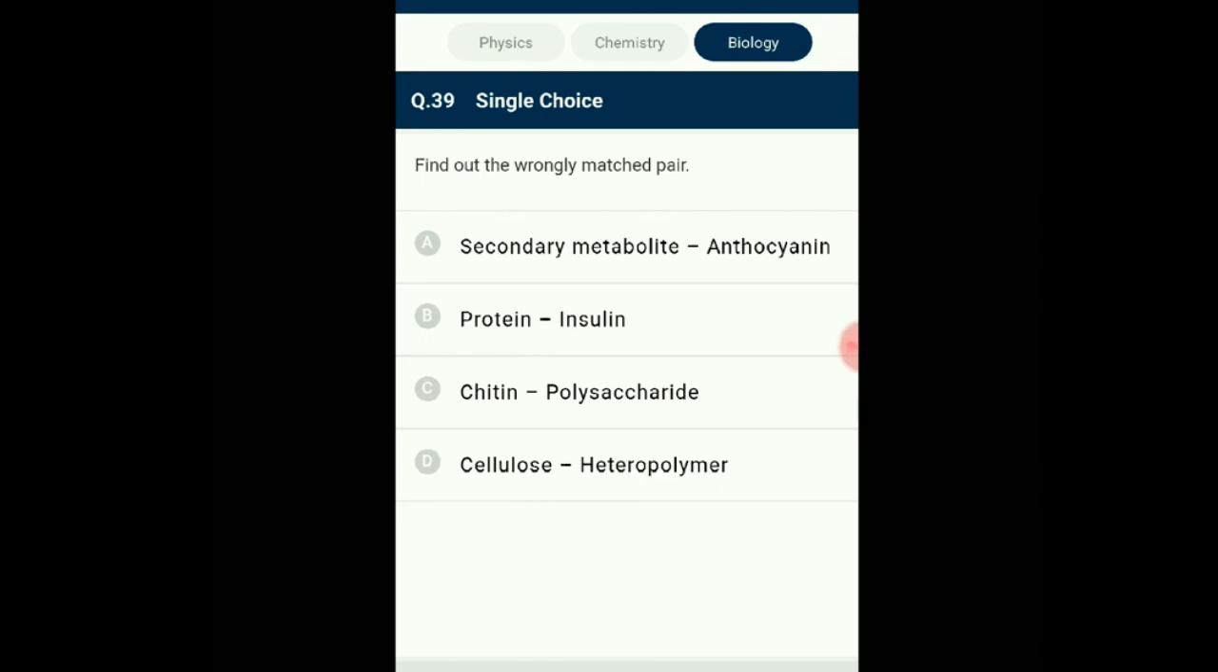Cellulose is the most important structural component of the cell wall in plants. It is a linear polymer of beta D-glucose units connected through beta 1,4-glycosidic linkage. The linear chains form microfibrils, or bundles of parallel chains held together by hydrogen bonds. So the answer is option D, cellulose heteropolymer, which is wrongly matched.